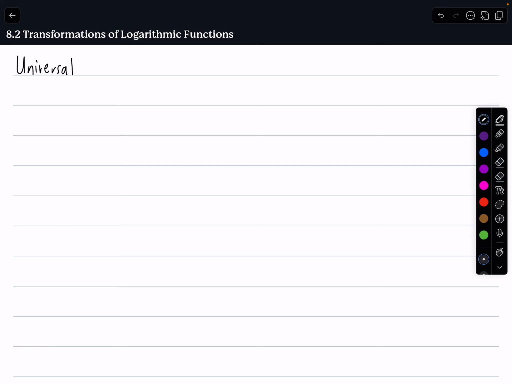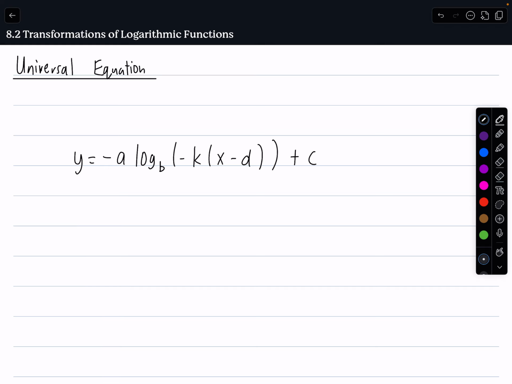okay? And I want you guys to copy this equation down because you are going to need this on a test. So if you have a time to screenshot this video, screenshot the video, copy this down. This is a great hack for you guys. So you're going to have negative a log base b of negative k x minus d plus c. Now this is the universal transformation equation, okay?